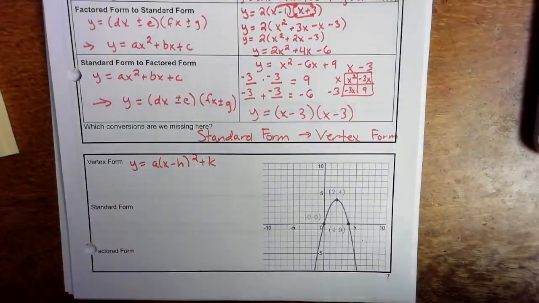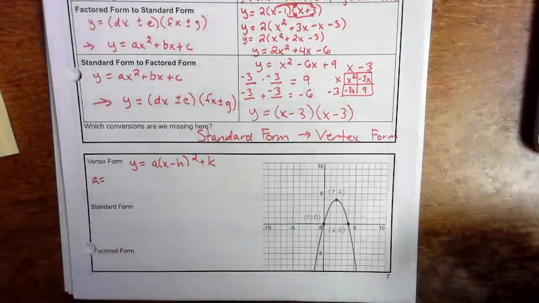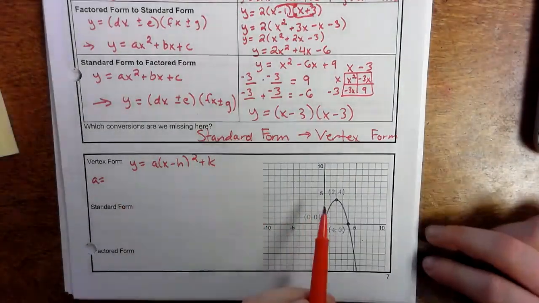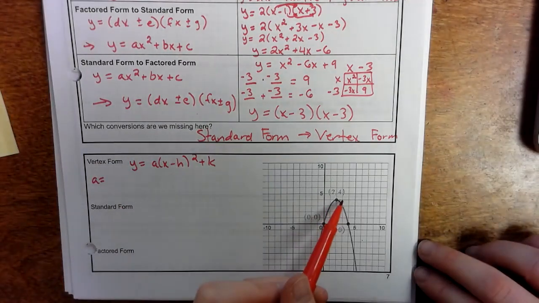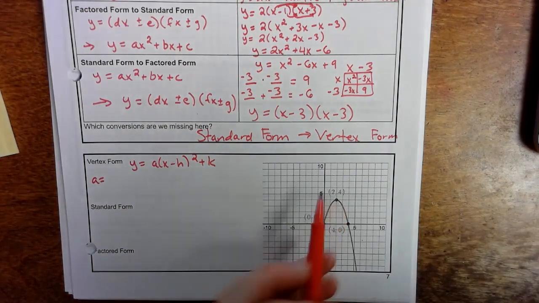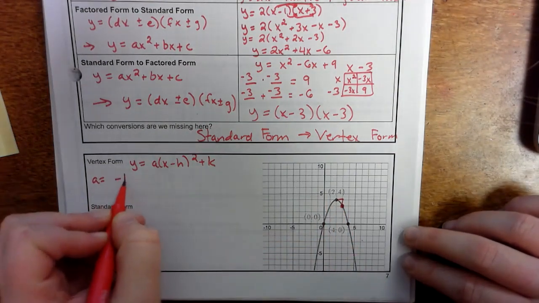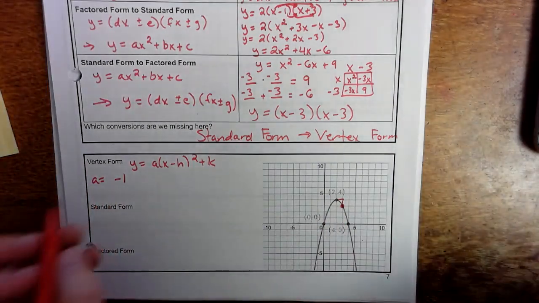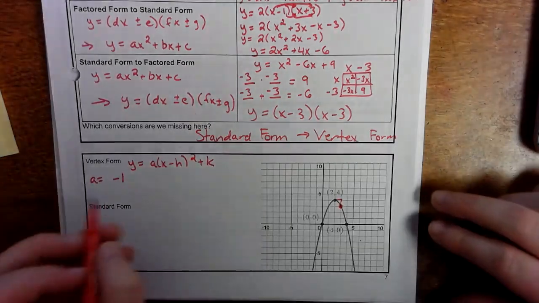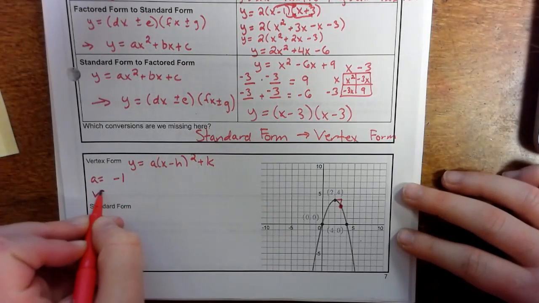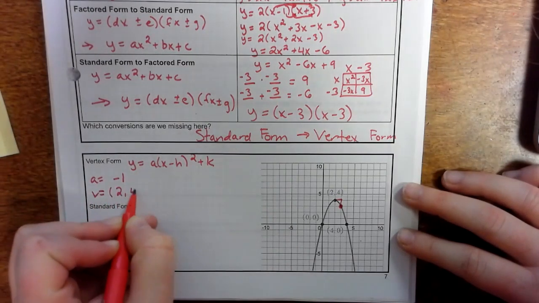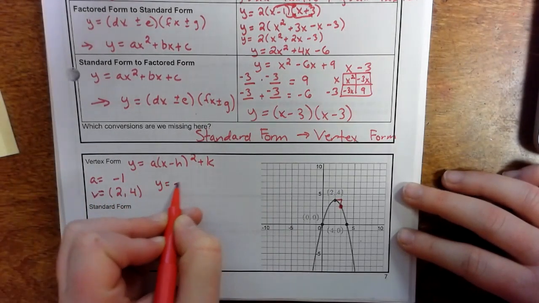So all we need is the a value and the vertex. My a value, I find that because I went over 1, down 1 to get to this point. So a equals -1. And then my vertex is 2, 4. And now you have all the materials to plug it in.